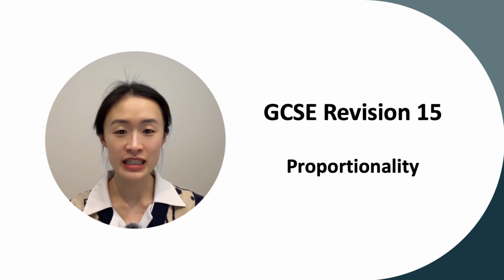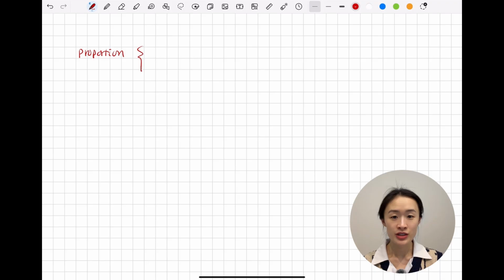Today we'll be revising proportion. There are two examples. Please get your pen and paper ready and work through these questions with me. So in this video, we are going to look at two different types of proportion: direct proportion and inverse proportion. So here is an example.